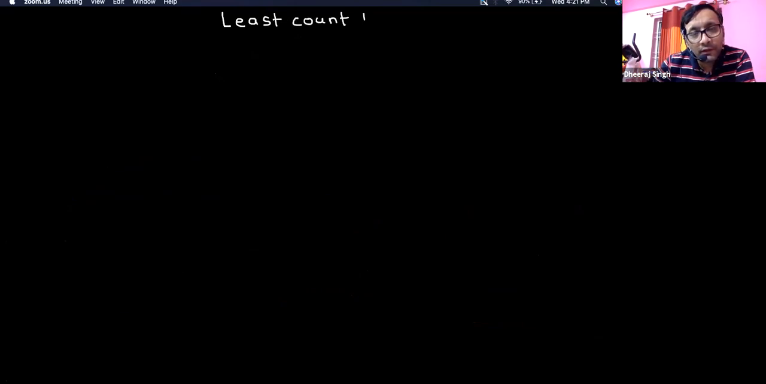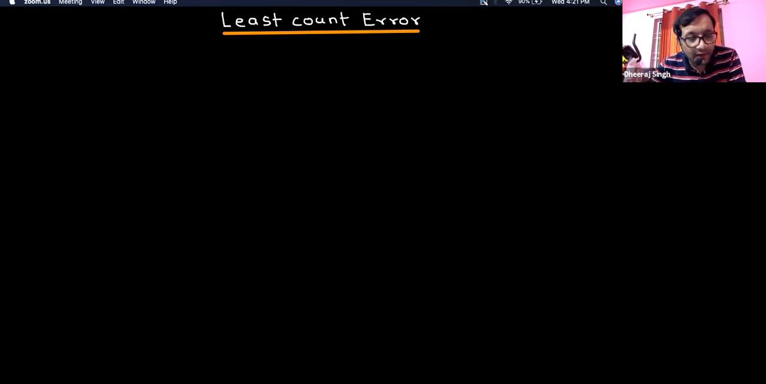Write down least count error as the heading. Why are we using vernier calipers? Lesser least count, how does it matter? Lesser least count means what?